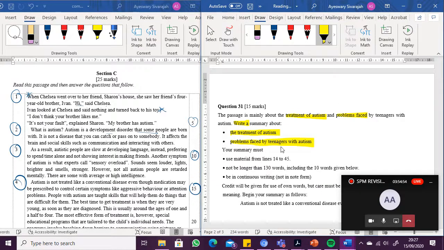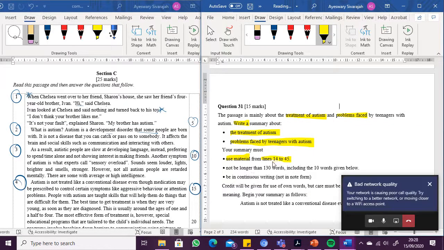Problems faced by teenagers with autism. So I've highlighted this part. Okay, so that means I know I need to focus on treatment and on problems faced. Your summary must use materials from line 14 to 45.